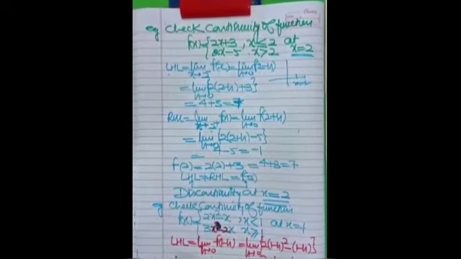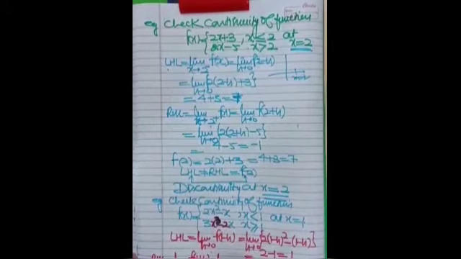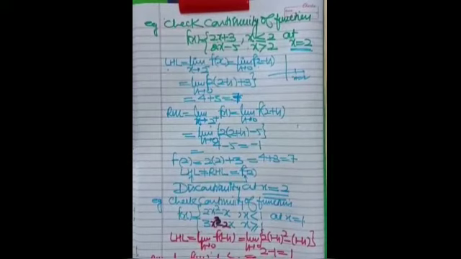RHL, limit h tends to 0, f of 1 plus h. 1 plus h means we will put in this function 3 bracket (1 plus h) whole cube minus 2 (1 plus h). When we put h is equal to 0, 3 minus 2 gives 1.